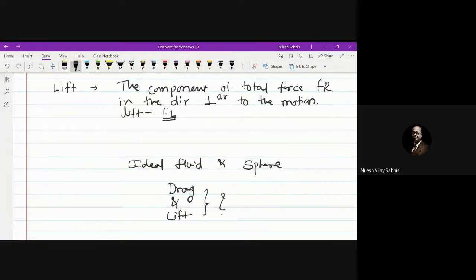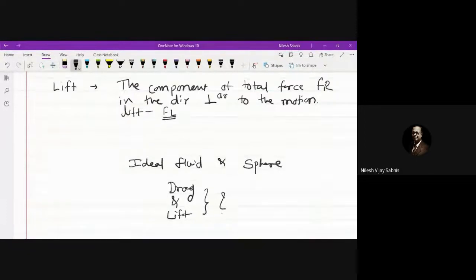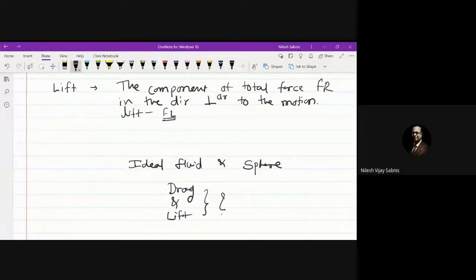As I said, if the axis is not inclined, then lift is zero. That is one condition. Now an ideal fluid is there and a symmetrical body like a sphere is there. Then what do you think? What will be the condition? In that case, drag is also zero and lift is also zero. Both the forces will result as zero.